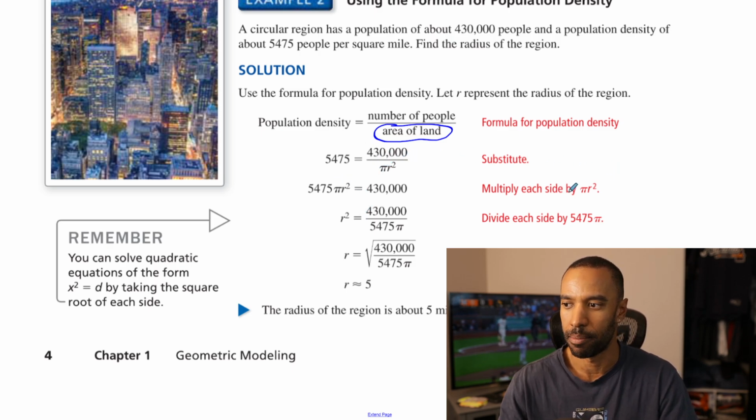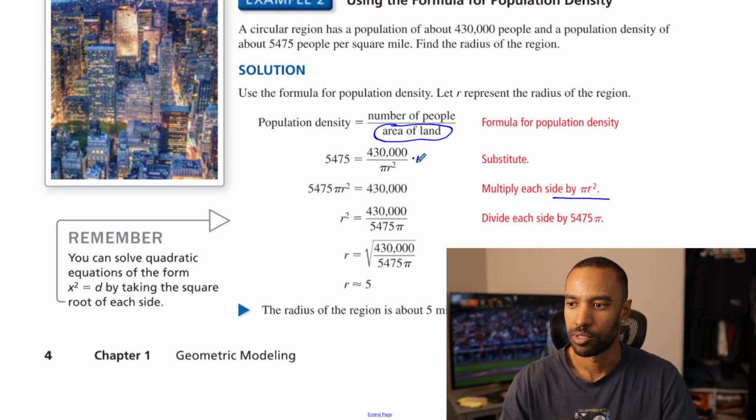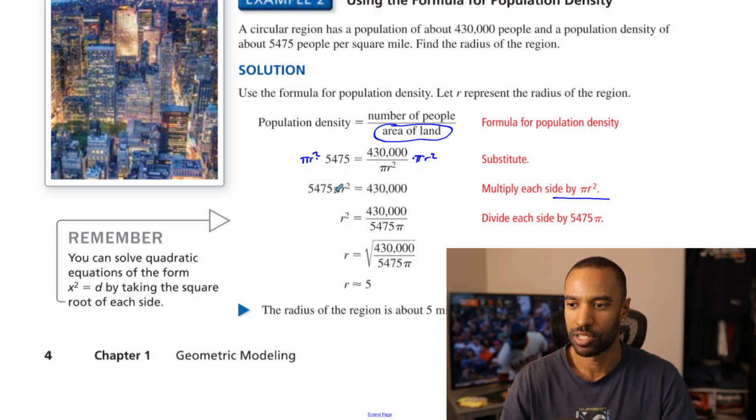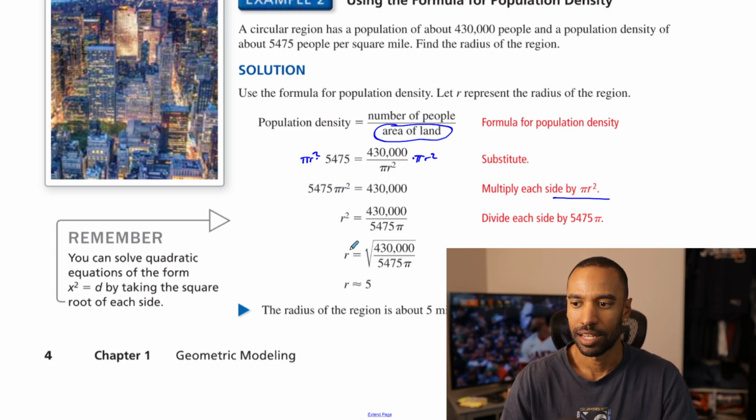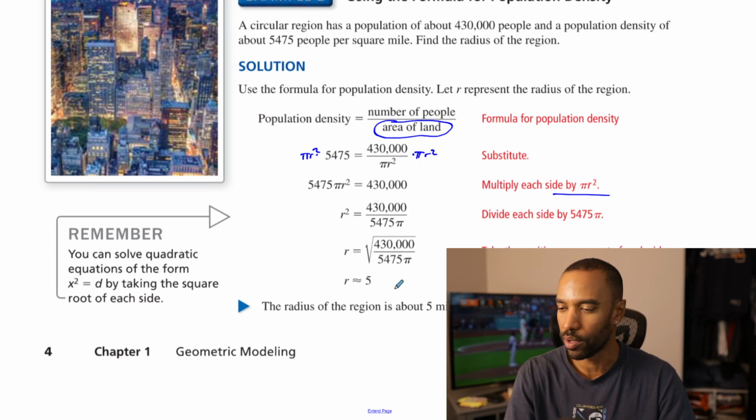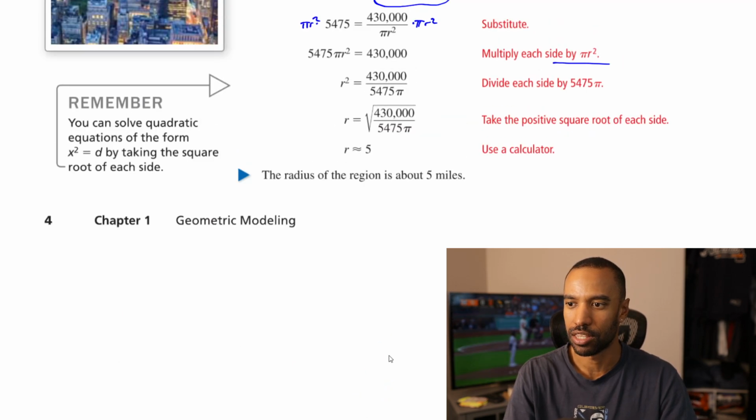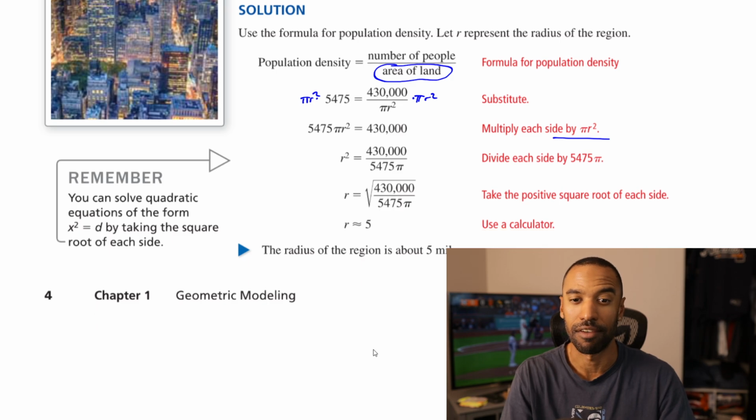They're going to first multiply both sides by pi r squared. Times pi r squared, it cancels here, and times pi r squared, it doesn't cancel there, it's present. And then you divide both sides by 5,475 pi, and take the square root of both sides. And they're showing all the work appropriately there. That you take the square root of both sides, you get a radius of about 5, apparently.